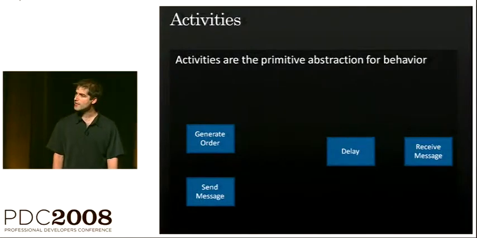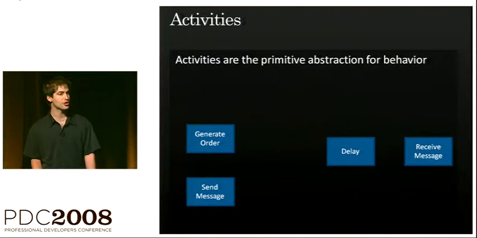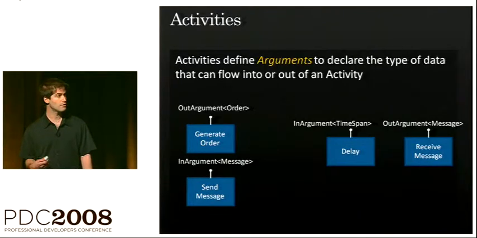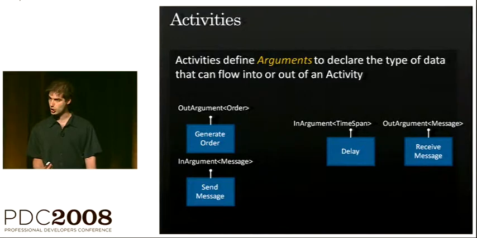Now, activities play a central role in this system. As I mentioned earlier, activities are the primitive unit of behavior in WF. Data flows into and out of activities using arguments. Arguments define the activity's signature. Arguments have a direction, a type, and a name.